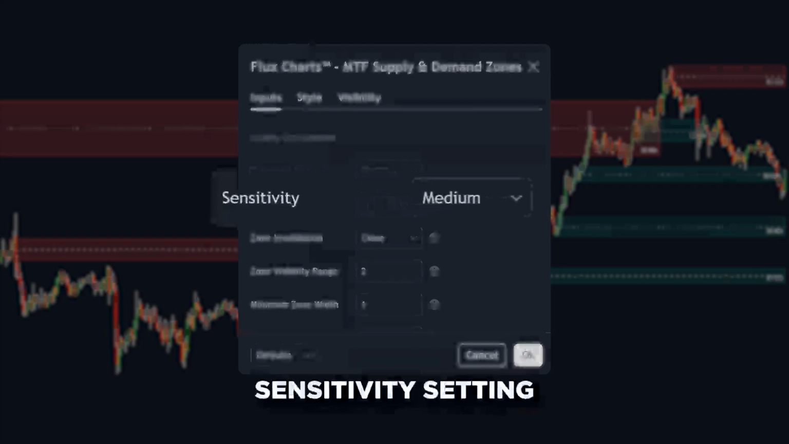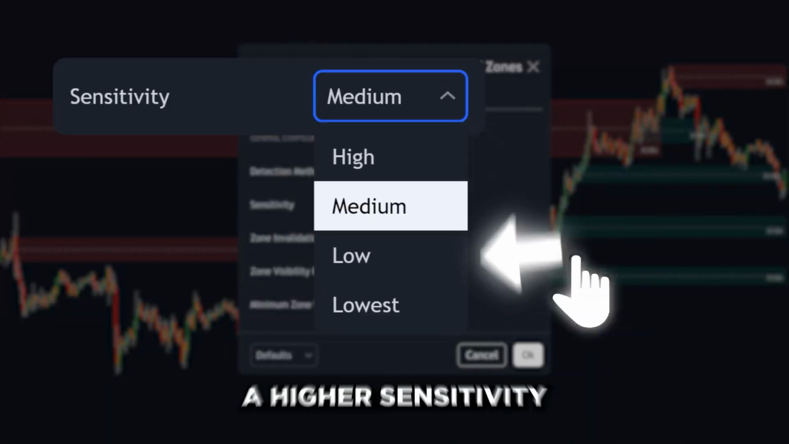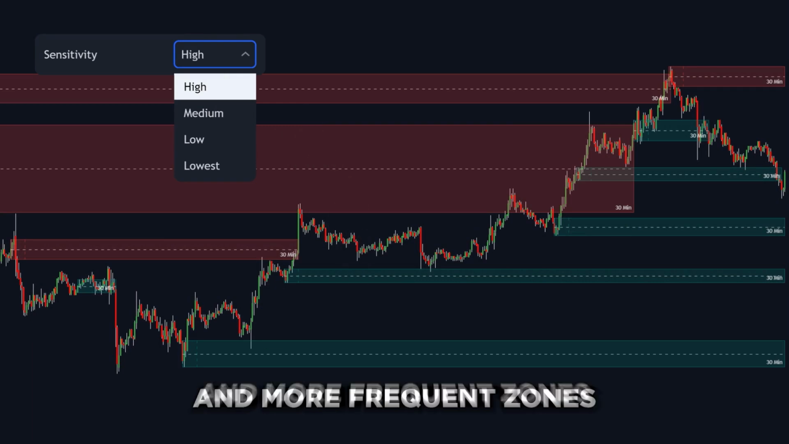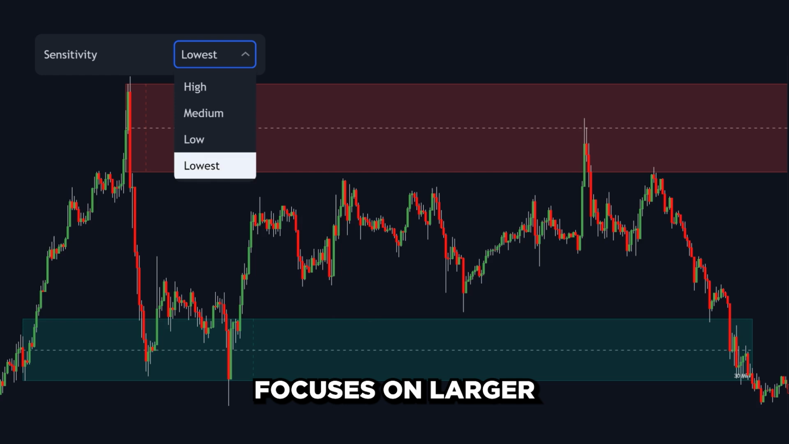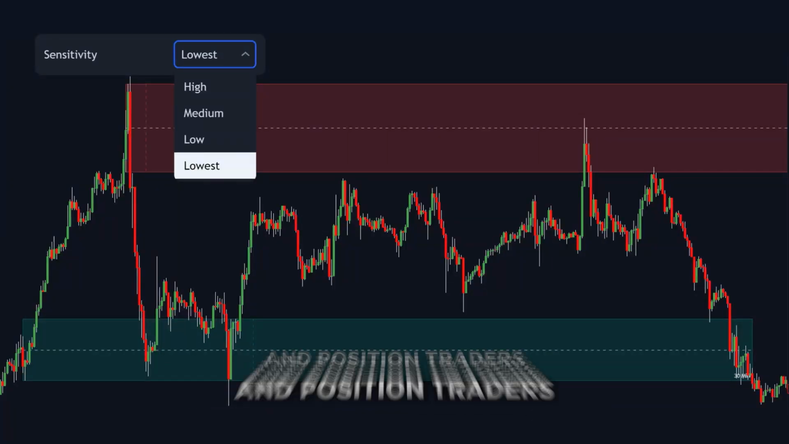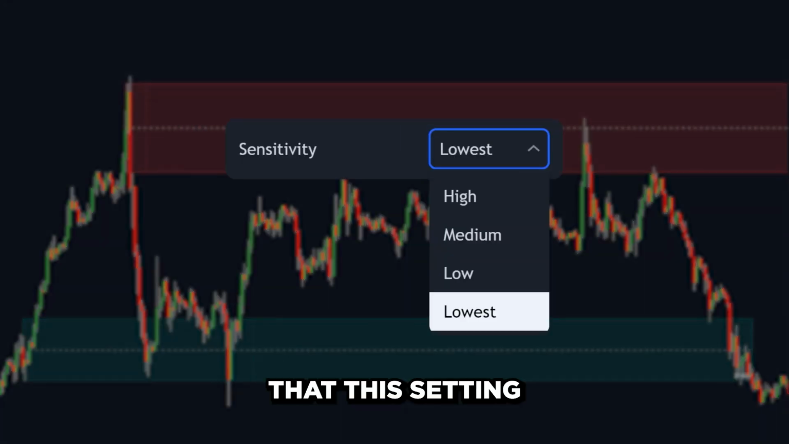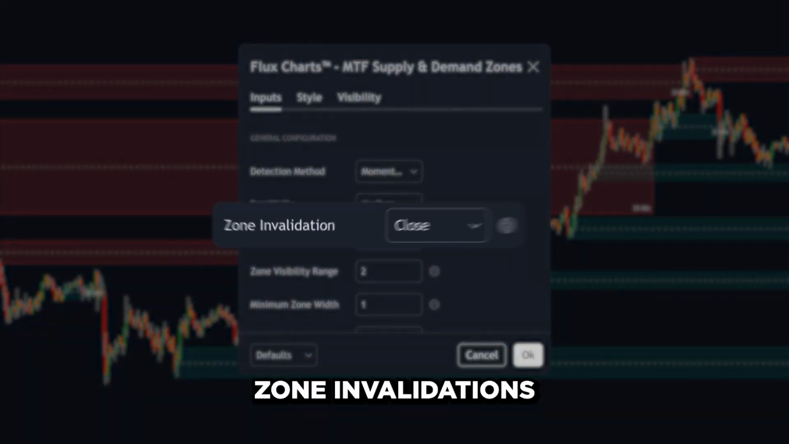Moving on, we have the sensitivity setting. You can choose between lowest, low, medium, and high. A higher sensitivity detects smaller and more frequent zones, which is ideal for scalpers. A lower sensitivity focuses on larger and more significant zones, which is great for swing traders and position traders. Keep in mind that this setting will only have an effect on your zones if you're using the momentum detection method.